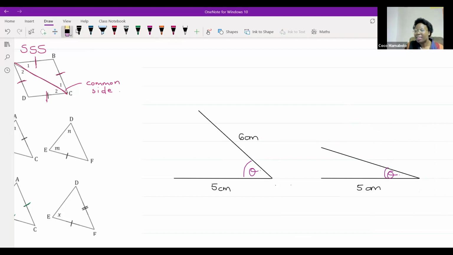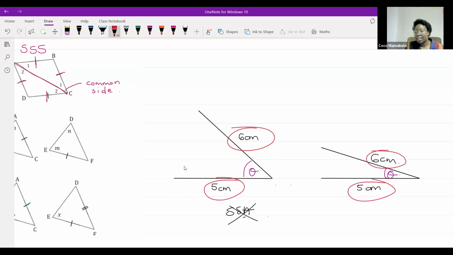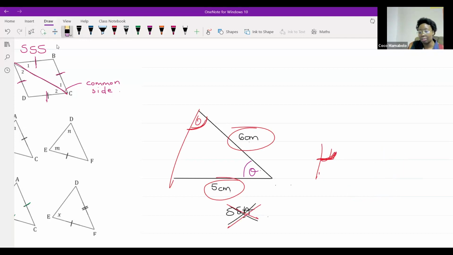I can't do it. That is why we cannot use side-side-angle as a reason. Side-side-angle doesn't exist as a reason, because if this side is 5 centimeters and this side is 6 centimeters, that doesn't mean that the angle that we get from them is the same. We won't even get the same angle over there. So we can't say that angle won't be the same and that angle won't be the same. That is why we cannot use side-side-angle as a reason.